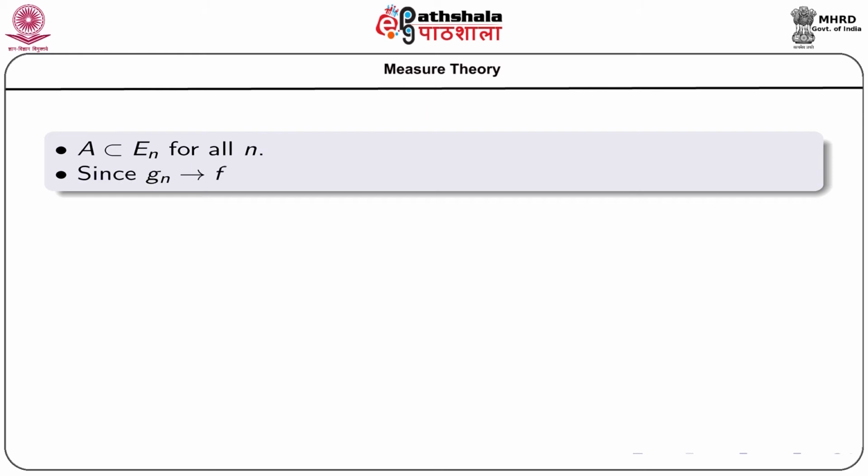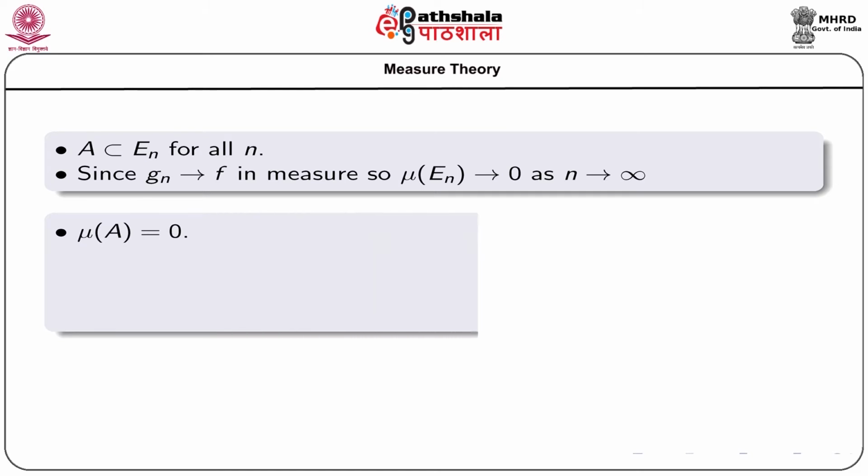Now, since g n converges to f in measure, by our definition we already know that mu of E n tends to 0 as n tends to infinity, and hence it follows that mu A should be equal to 0.